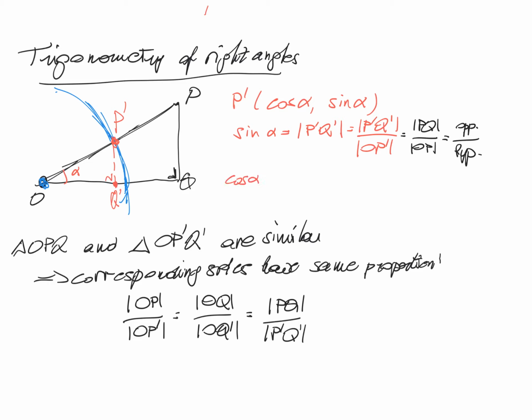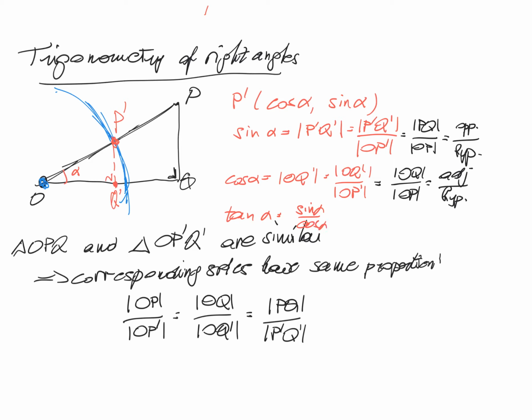Similarly, cosine alpha is O to Q prime, so it's the length of the side OQ prime, which is again OQ prime divided by OP prime, because that one is 1. And then we go to the larger triangle. We know that this fraction is the same as the fraction OQ divided by OP, and so this is the adjacent side divided by the hypotenuse. And then the tangent is just sine divided by cosine. Tangent of alpha is sine alpha divided by cosine alpha, and so this becomes the opposite side divided by the adjacent side.